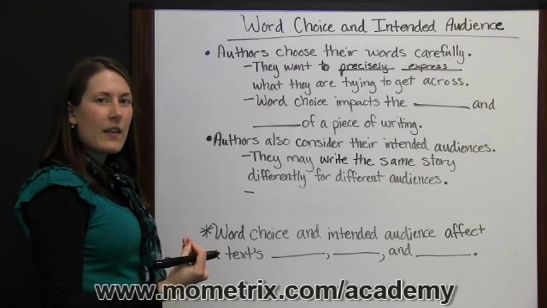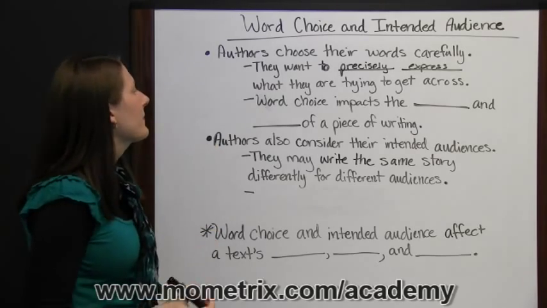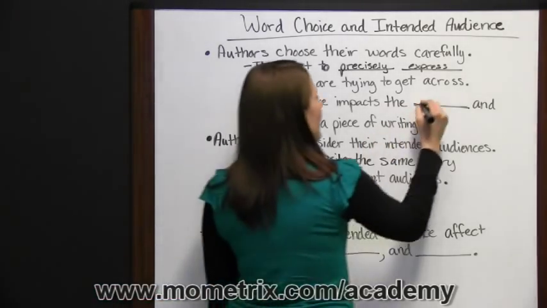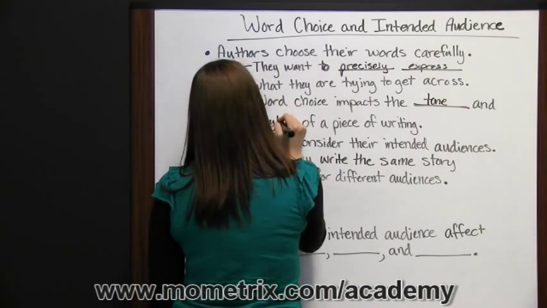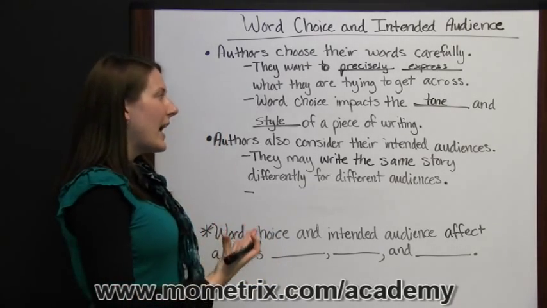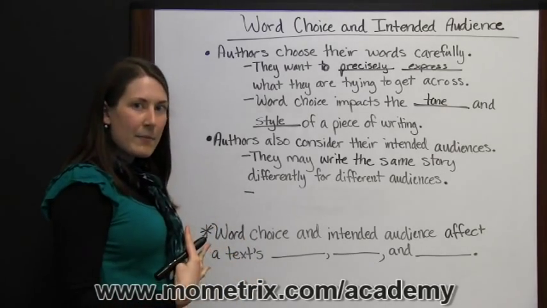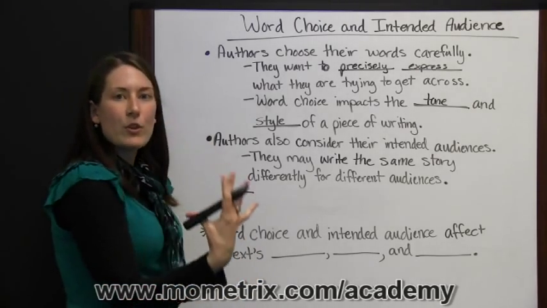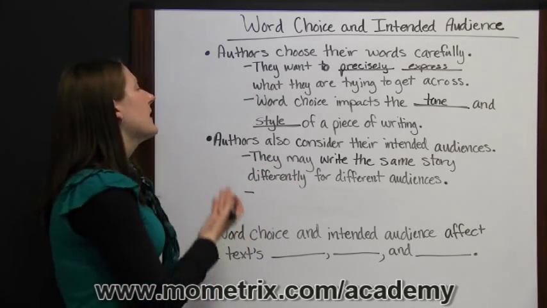They want it to be clear how they feel about a subject, so they're going to use precise wording for that. Word choice is going to impact the tone and style of a piece of writing. If you use the word exultant versus happy, it's going to give a different tone than simply using happy. Exultant says it's so much more than that, and it's going to give a loftier tone to your piece.